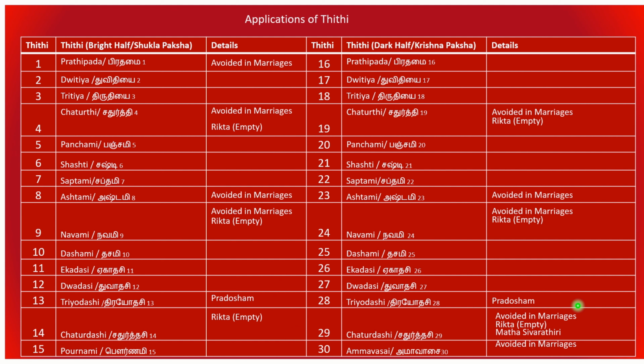And of course you have the Masa Sivaratri, or the monthly Shivaratri, which is carried out on the Chaturdeshi, the 14th Thithi of the dark half or the Krishna Paksha. And also the Mahashivaratri is celebrated on this particular Thithi, but in the month of Magam, or in Tamil, Masi Madam. It's interesting to take note of how we get the dates for these prayers and celebrations.